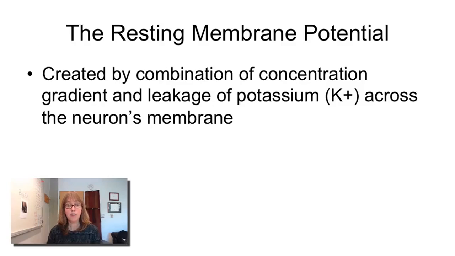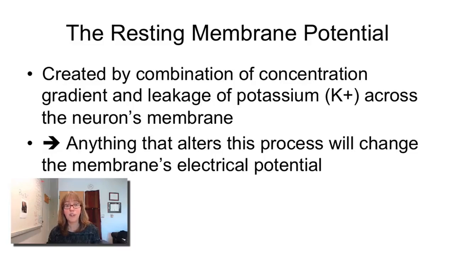So recall that the resting membrane potential is created by a combination of a concentration gradient in which there is more potassium inside the neuron and more sodium outside, and a leaky membrane that lets potassium flow outward. This leakage creates an electrical gradient of about -70 millivolts. But anything that alters this process will have the effect of changing that electrical potential.